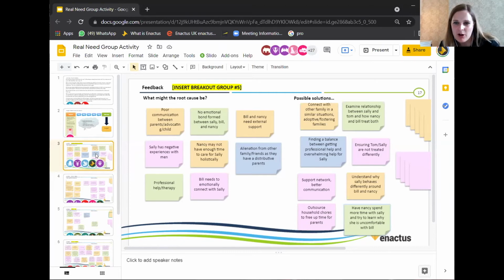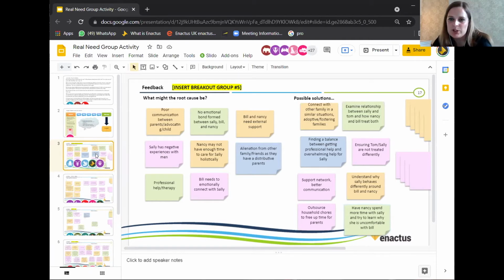The common themes coming out for the root cause were that there's a breaking communication between the children and the parent, that Bill and Nancy might need some additional support, and that they might need professional help or therapy. And then there was this theme of Nancy not having enough time to care for Sally, and that because of Sally's challenging behaviour, their parents have become alienated from other friends and family, so they lacked support.